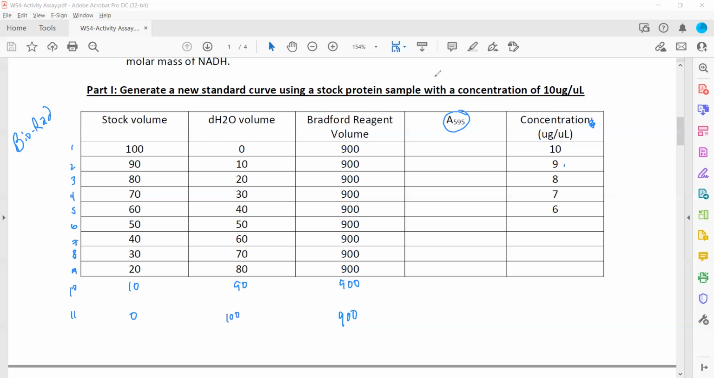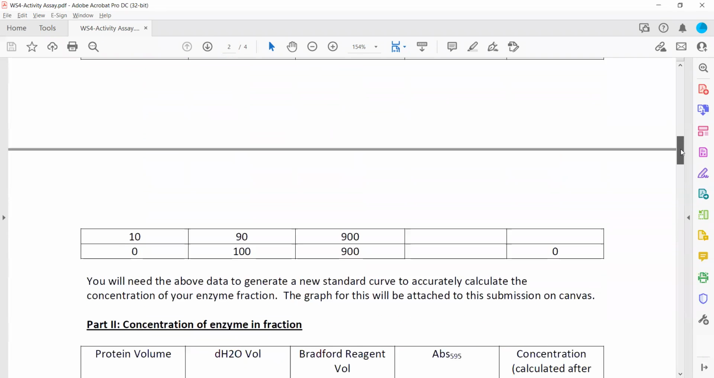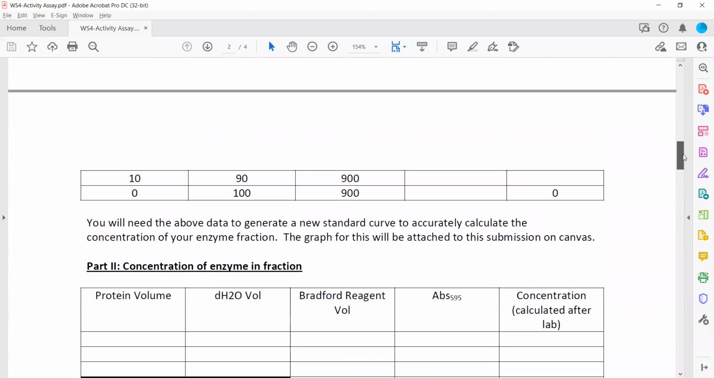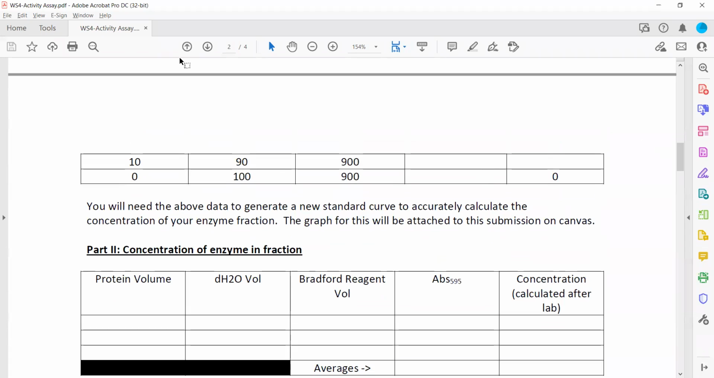So I'd like you to be familiar with this different instrument, this biorad spectrophotometer, but also this different way of doing a Bradford assay by, instead of doing serial dilutions, we have a more gradual dilution process. Okay, so that's part one. You're going to graph that, you're going to generate that graph, and you're going to need that graph for looking at part two, or the results of part two.